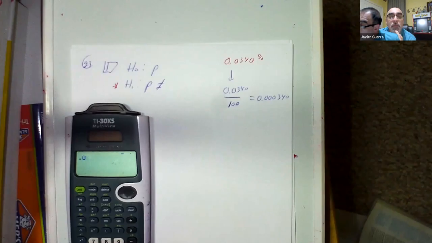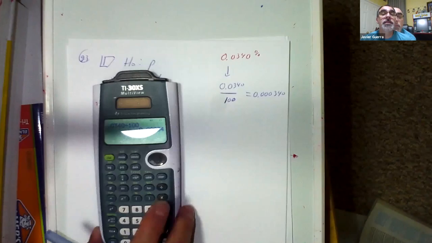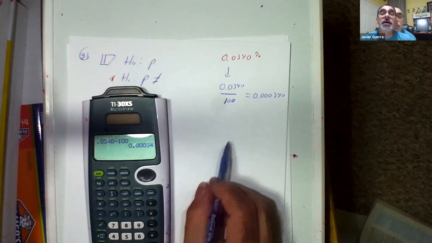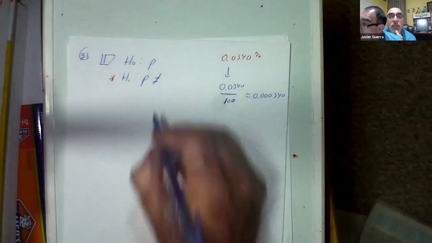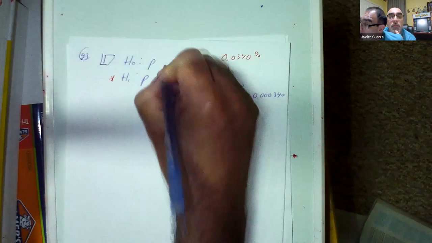It did work. You can't see it with the glare, the sun. There's the three zeros in front of the three and then the point. That's the number that we're going to use there. 0.00034. Yeah, we'll just drop off the zero at the end. This one is equals.